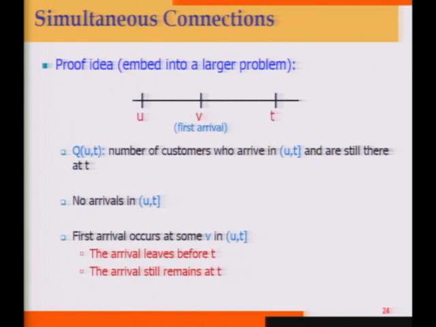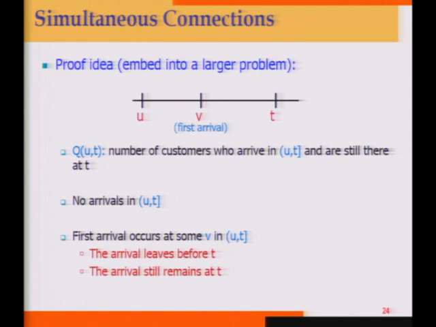And so we want to find out at time t how many customers are there in the system connected to the access point. So the idea we had was to embed this smaller problem into a more general framework: find the number of customers that arrived between time u and t and are still in the system at time t. So if you put u equal to 0, you have what you want, the number of customers since the beginning that are still there at time t.